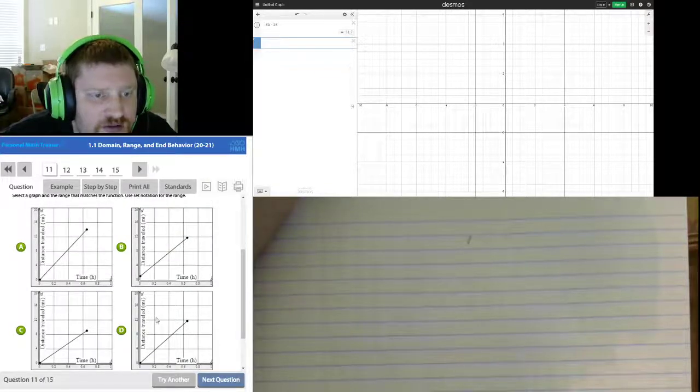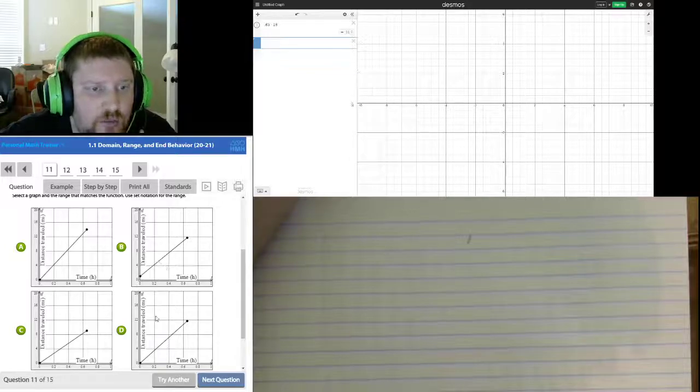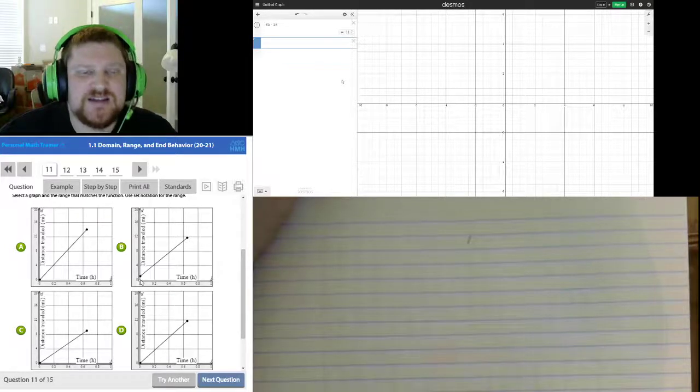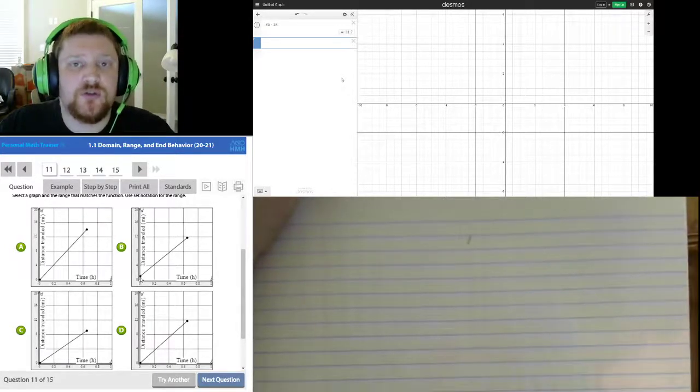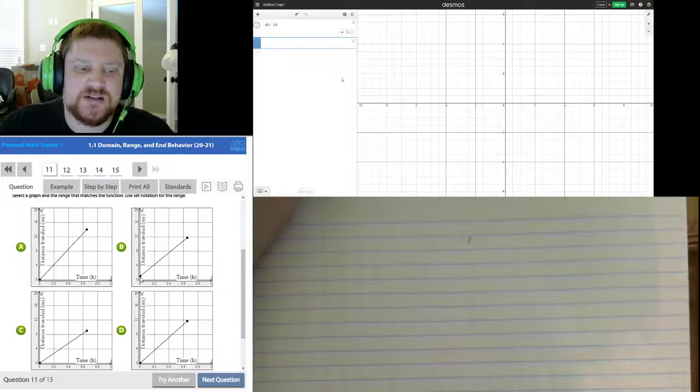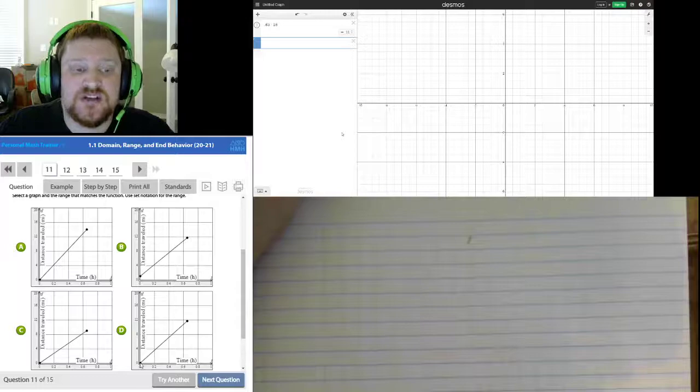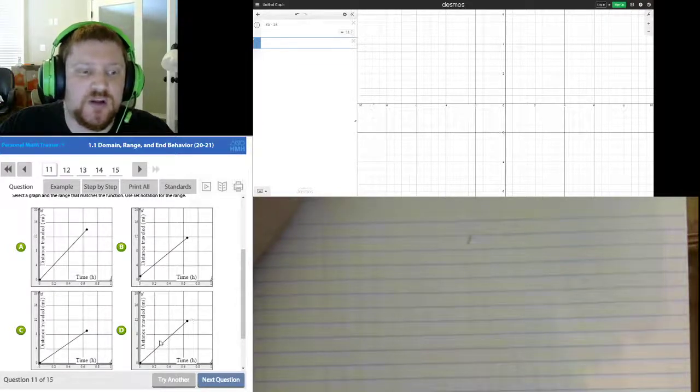However, when I look at these two graphs, what we see is that this one doesn't start at the origin. So that would mean that at 0 minutes he had already traveled. That doesn't make any sense. We know that at 0 hours he had traveled 0 distance. So this is the one that we're looking for.